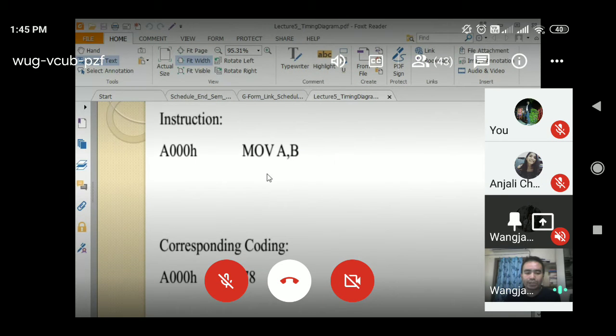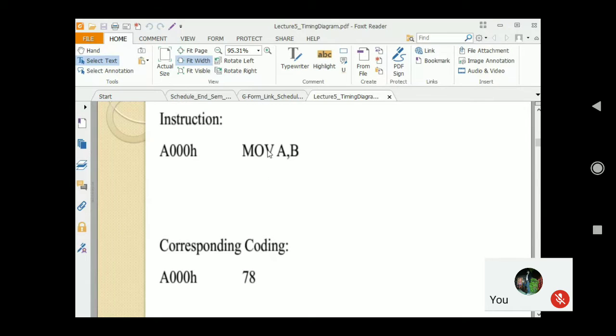78. This is the opcode. We have already said this is the opcode, and the corresponding opcode is 78. So I'm going to fetch this opcode from address 1. This is called the opcode fetch cycle. The first phase of any instruction is the opcode fetch cycle. Opcode means this move A, B is my opcode, and the corresponding opcode number is 78. And we are going to load or fetch this 78 into my instruction register.